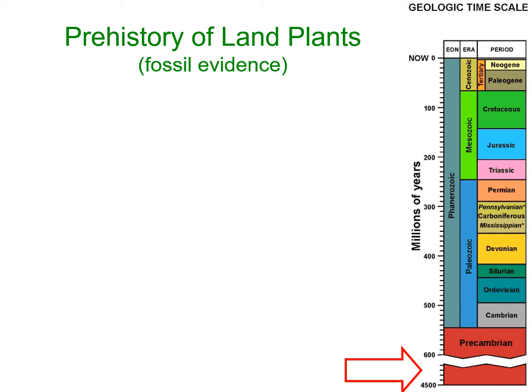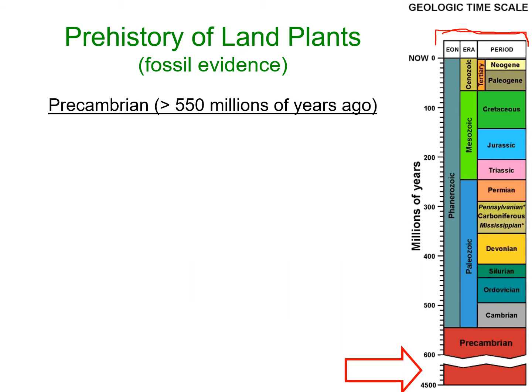Okay, so I'm going to go through a series of slides here showing you a little bit of the prehistory of land plants, and this is mostly based on what we see from fossils. And then on the right hand side here we have a geological timescale. Maybe some of you are taking a geology course at UWM. If you are, I hope that's really useful for you to put these in context of where and when land plants evolved. Okay. So the Precambrian period, we describe that as greater than 550 million years ago.